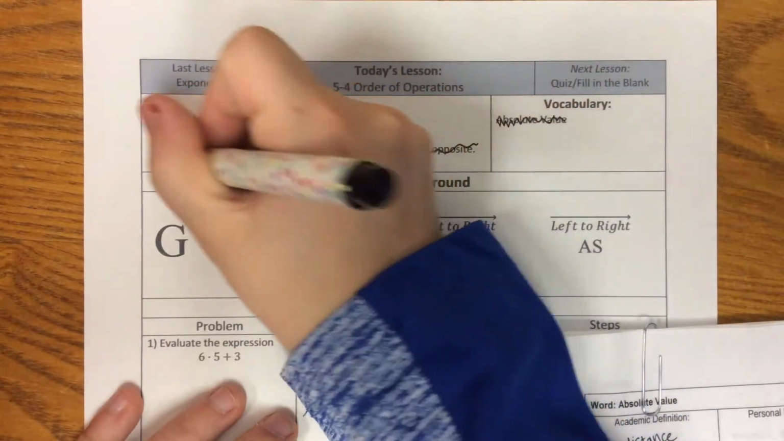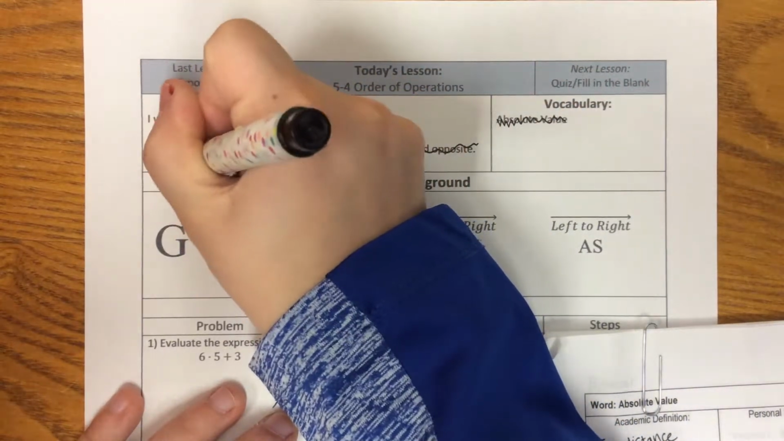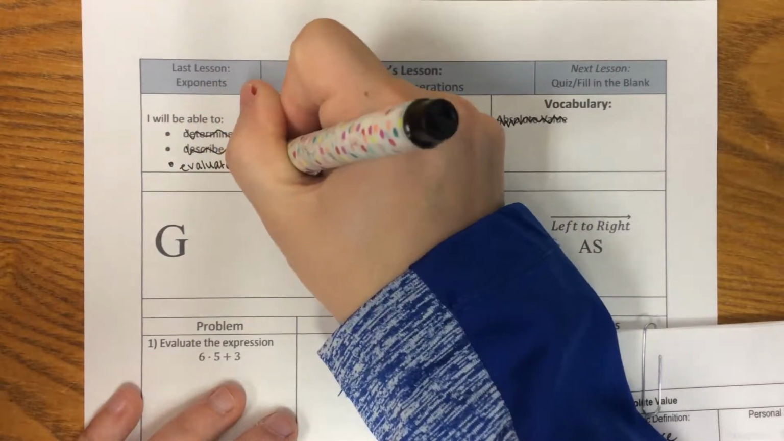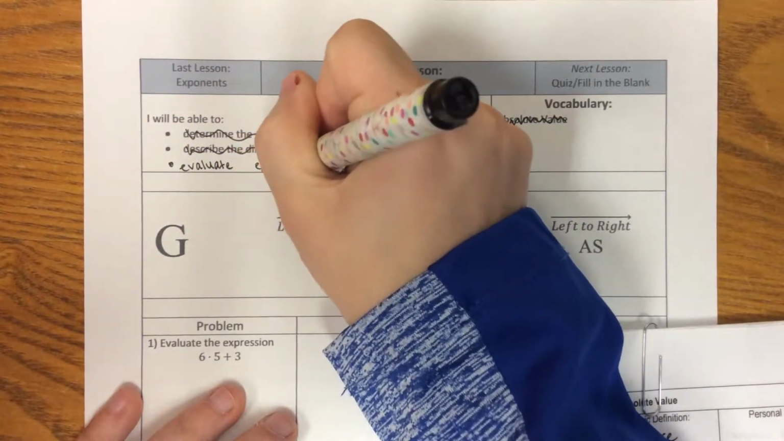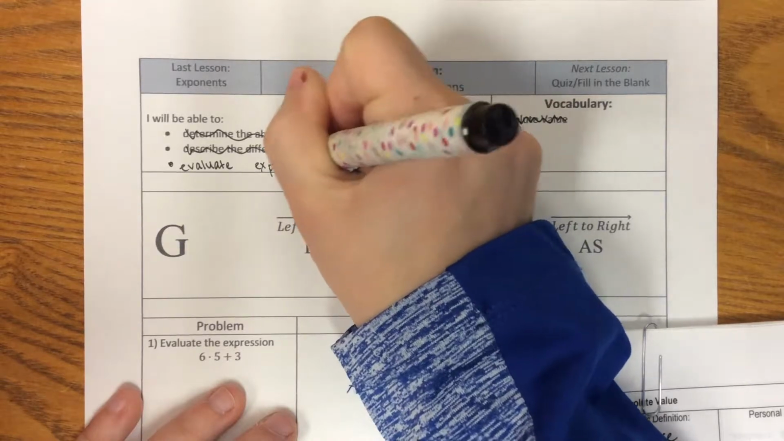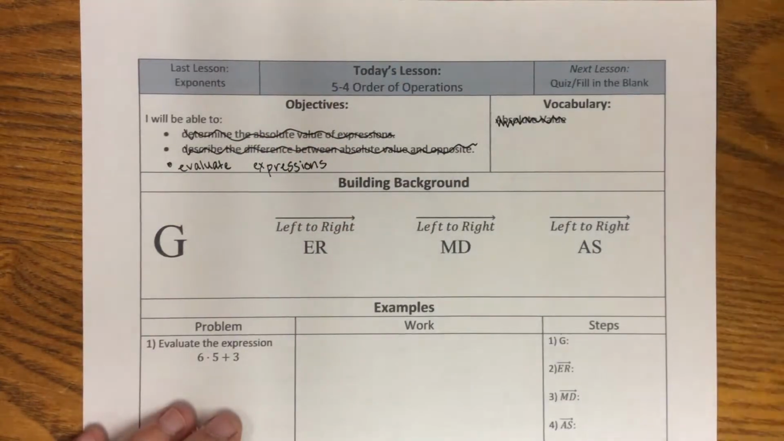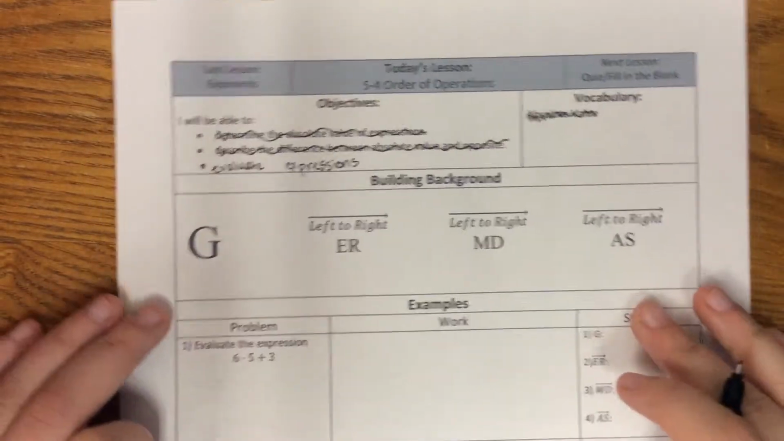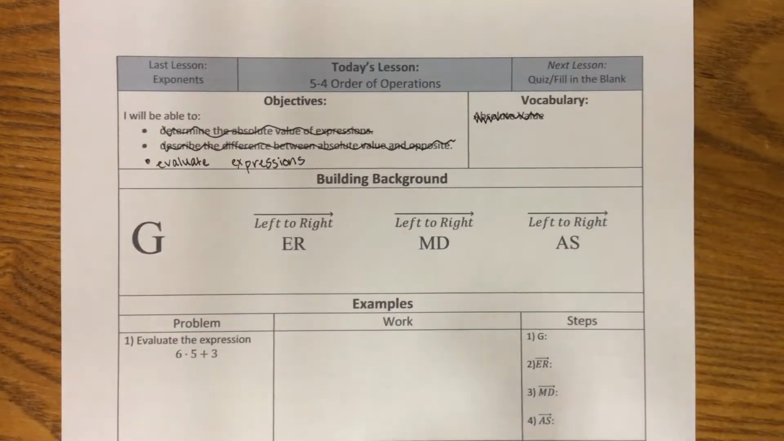Okay, we'll be able to evaluate expressions is what we're going to just leave it as because I don't want you to write all that much. Okay, cool. So we don't have any vocabulary because we've done a lot of this. Okay, so we have GERMDAS. That's how we remember what to do.